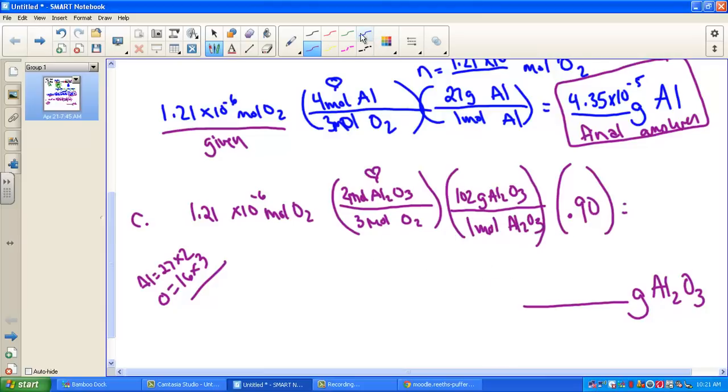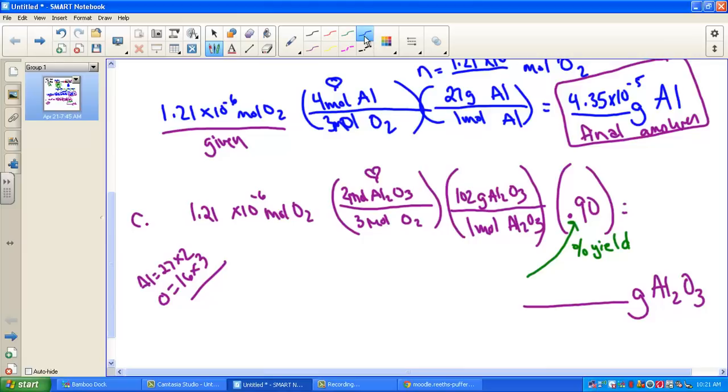Alrighty. And now what was this 90% for? Just kind of a review. 90% is the efficiency of our reaction. So it's taking our theoretical yield and turning it into an experimental yield. So the percent yield is put in there as a decimal. So I want only 90% of that calculated answer as my final.